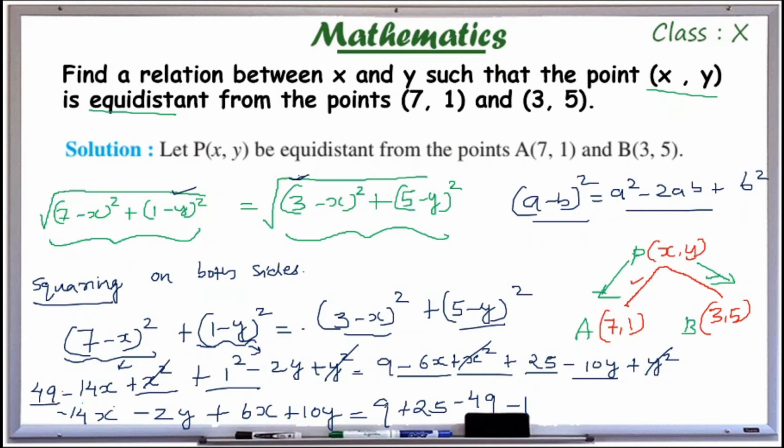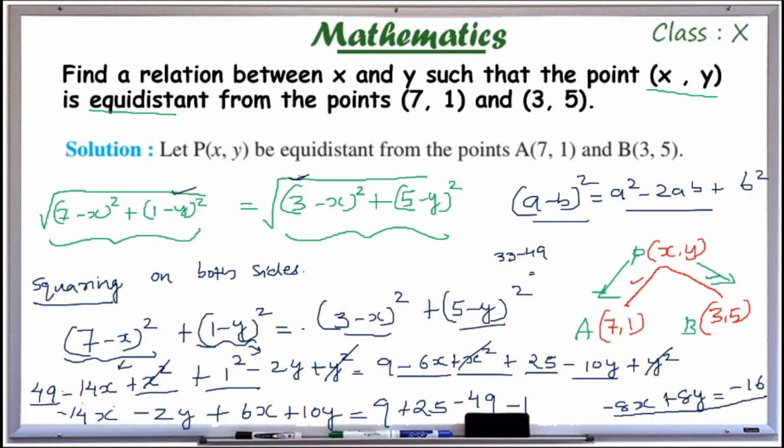Which will be equal to minus 14x plus 6x is equal to minus 8x, minus 2y plus 10y is equal to plus 8y, is equal to 9 plus 25 is equal to 34. 34 minus 1 is equal to 33. 33 minus 49 is equal to minus 16. So we get the answer: minus 8x plus 8y is equal to minus 16.